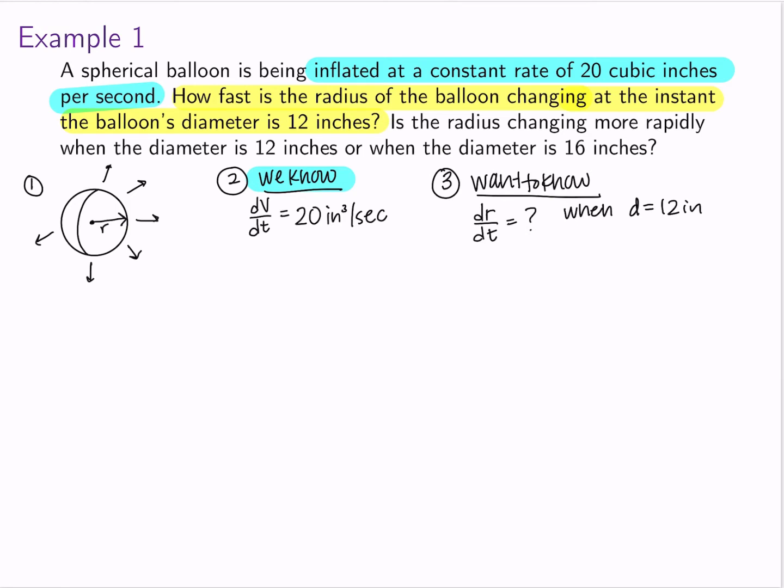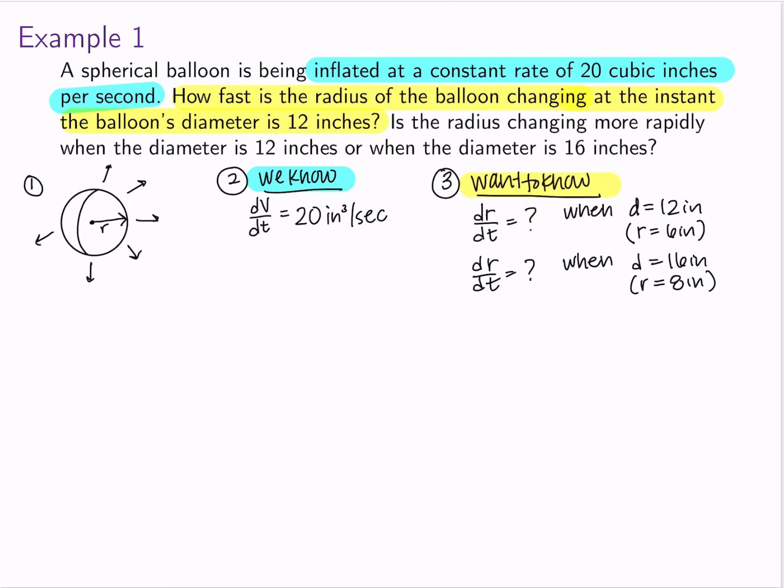And notice, generally in equations in geometry, we often use radius instead of diameter. So if diameter is 12, that means radius is 6 inches. Remember, your radius is half the diameter. And then the second part says, is it changing more rapidly when the diameter is 12 inches or 16 inches? So we also want to know what dr/dt is when the diameter is 16 inches, which means radius is 8 inches. So these are the questions we're trying to answer.